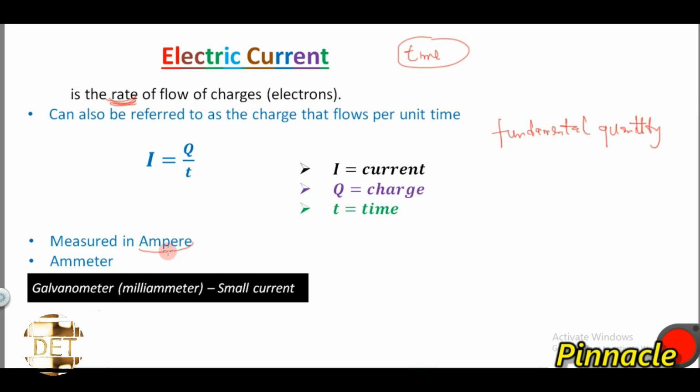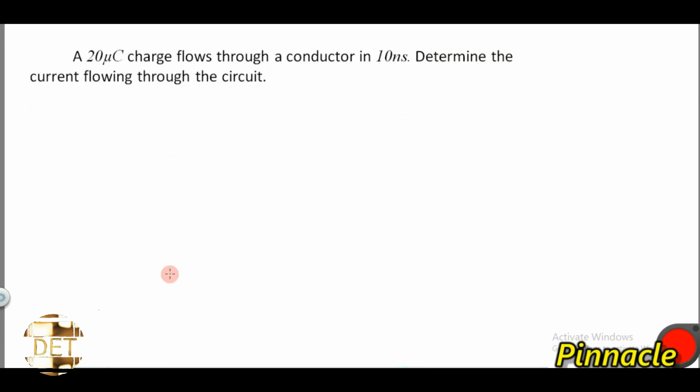So the unit for measurement is ampere. Then the instrument used in measuring electric current is the ammeter. We can also use a galvanometer, also called a milliammeter, and this is used in measuring small currents. The ammeter can be used in measuring large currents. So having known that, let's look at this calculation question.